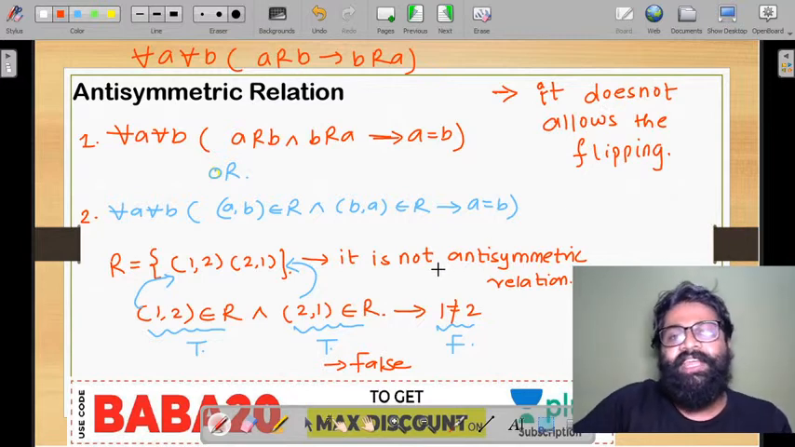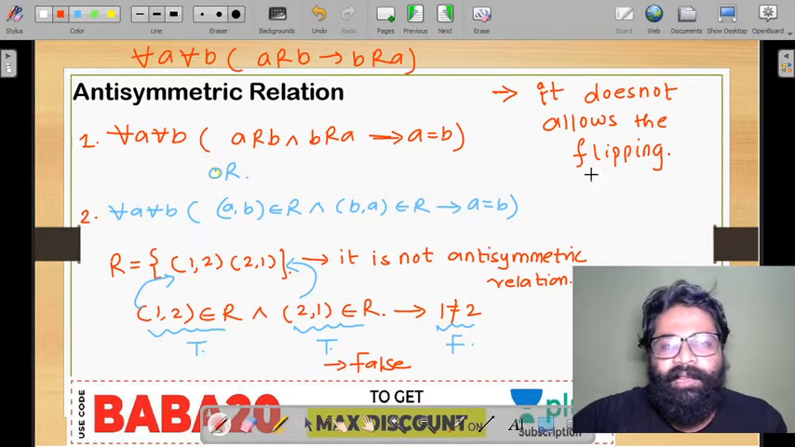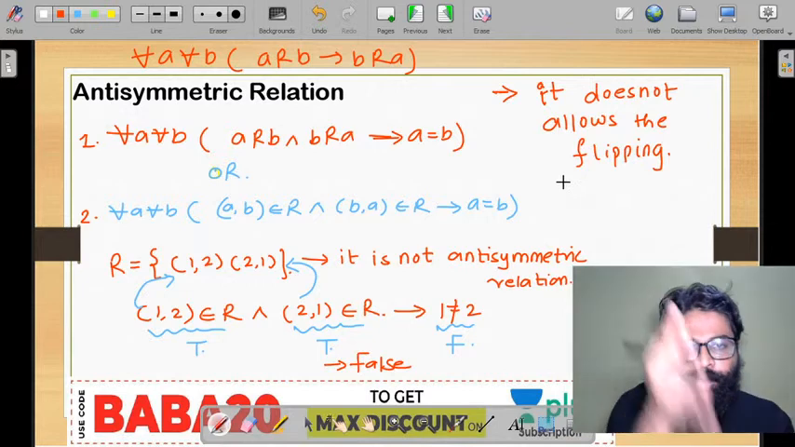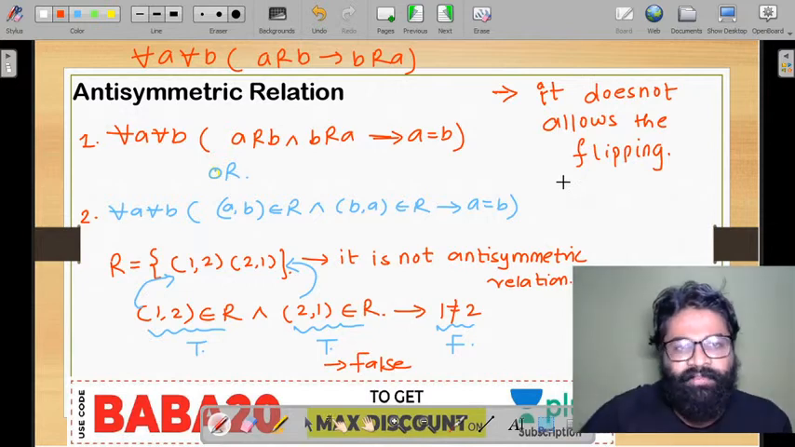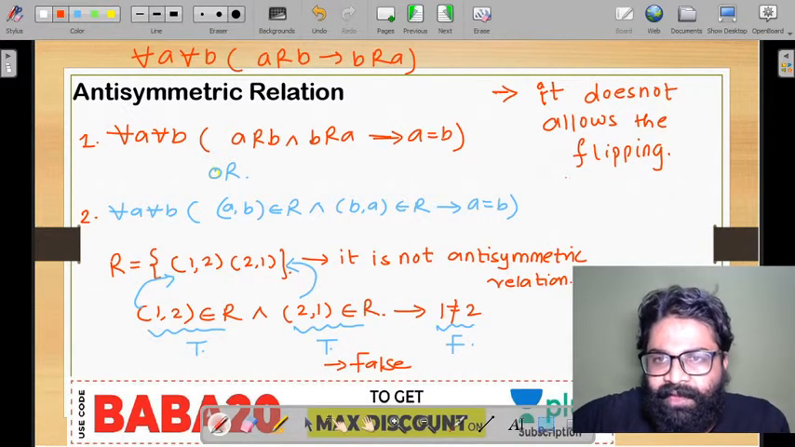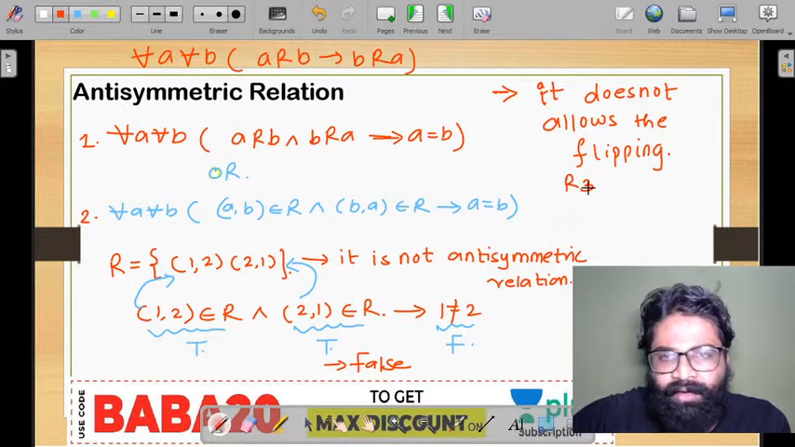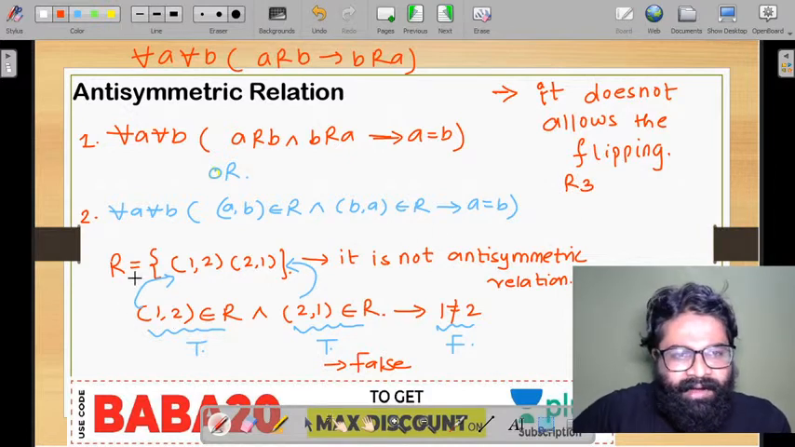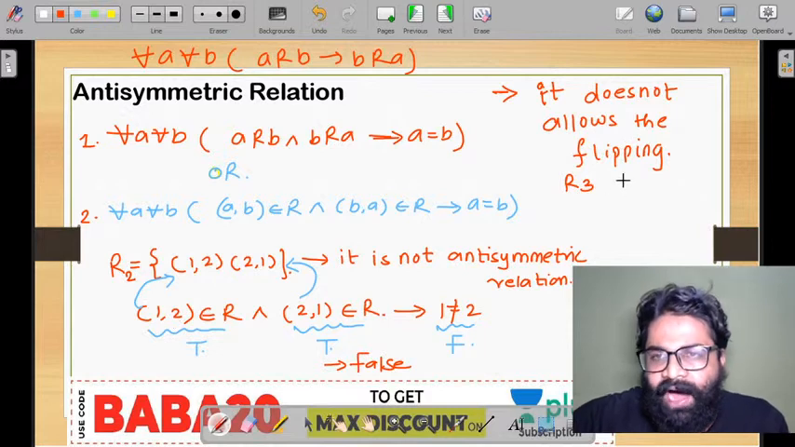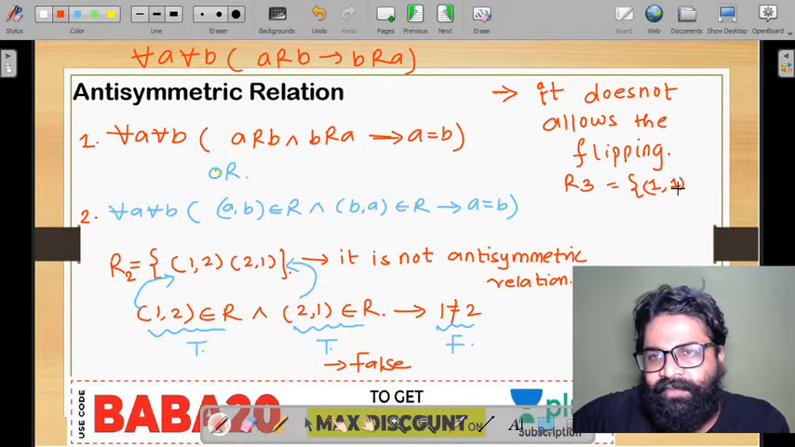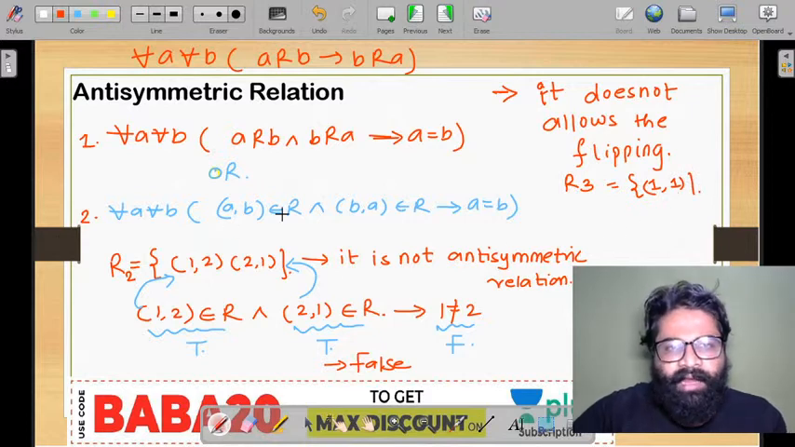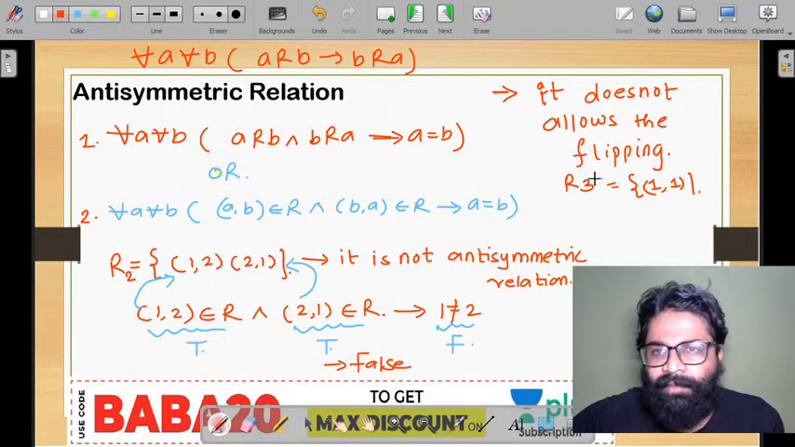Sir, what about the same element? What will happen if the same element is there? Let's try to put these things into logic. Suppose let's consider this as R3, and this as R2. Suppose R3 has the same element. Let's put it into mathematical form.